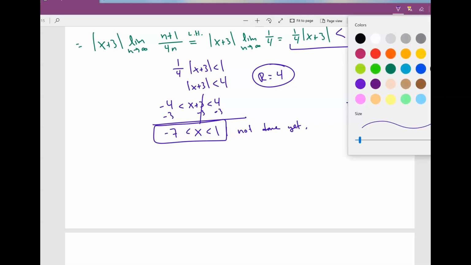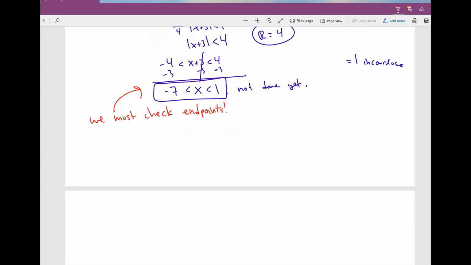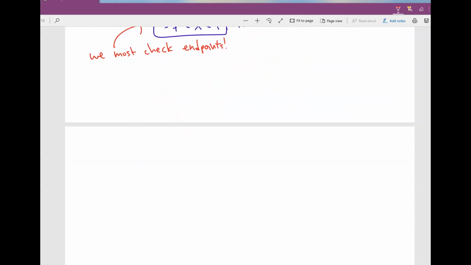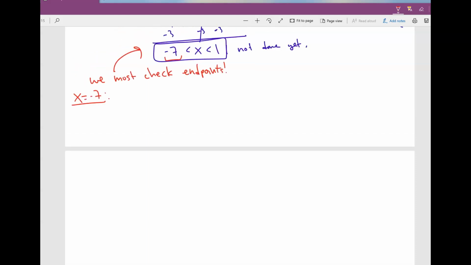So let me write this in red so that you understand. We must check endpoints. So we have to plug in x equals -7 and x equals 1, and sometimes it may work, sometimes it will not get you anything, but you need to be able to check them. So we're almost done. We just need to check the endpoints. Okay, so now let's go ahead and check when x is equal to -7. We're going to check this endpoint right now.